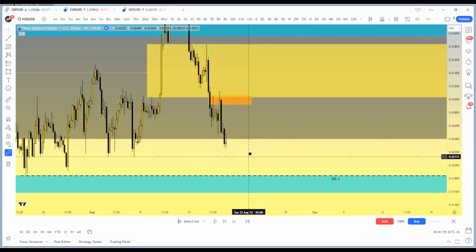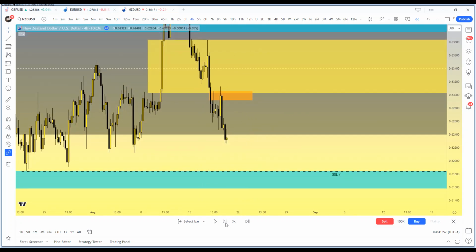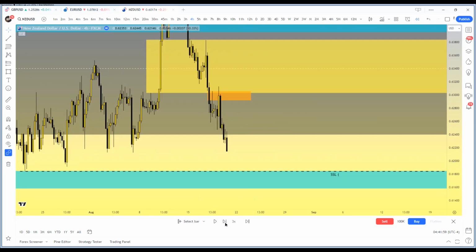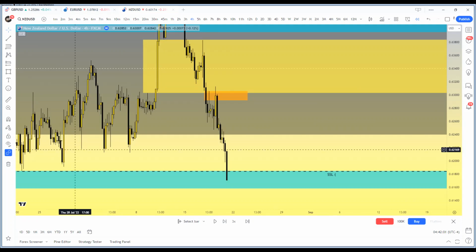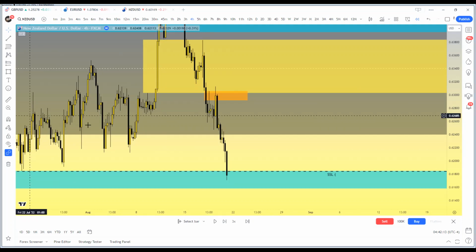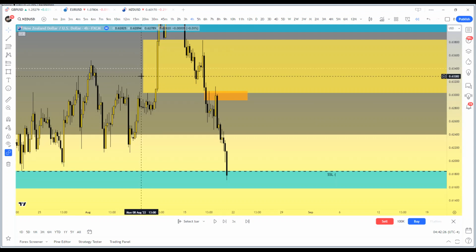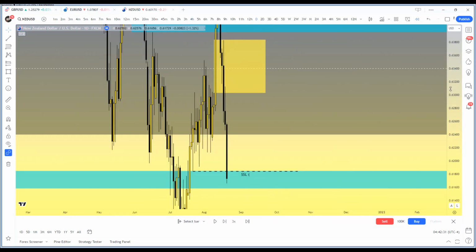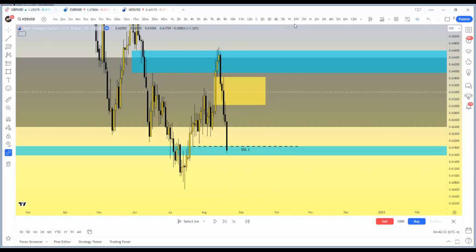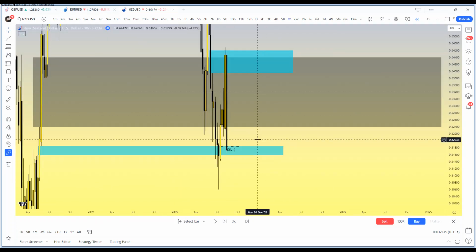Let's see if we can take a continuation to the downside if we have the opportunity, and we don't. So we missed that short. The candles print almost instantly, so there's no chance to get an entry. Let's just go back to the daily, and then the weekly, and look for another opportunity.